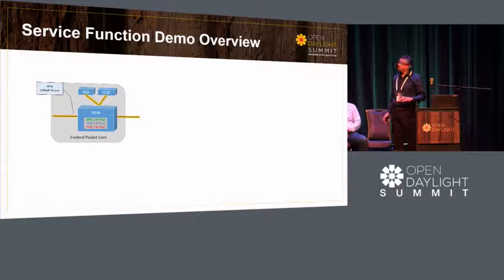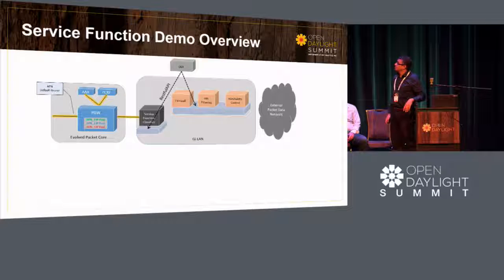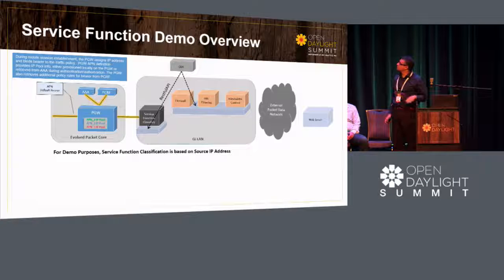Imagine that you have an evolved packet core front end. And behind that, you have a Gi LAN network with a service function classifier, a firewall, a URL filter, and a bandwidth control. All four are managed by ODL. After that, you have an external packet data network behind which there's a web server that the traffic would like to reach. And for the sake of this demo, all service function classification is done based on source IP address. Of course, you can do it in different methods as well.